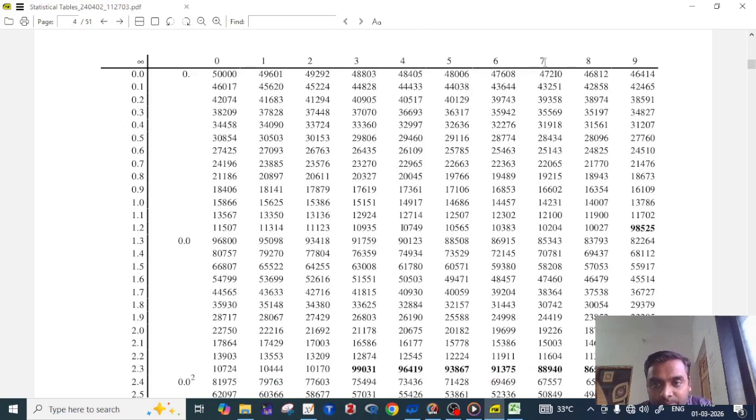0.4 is this and 7, which are the corresponding value, 0.31918.